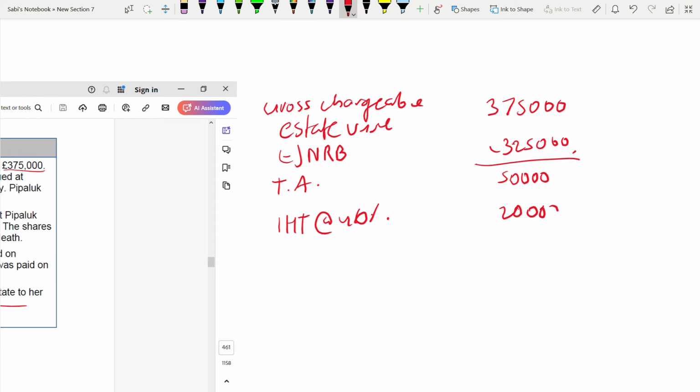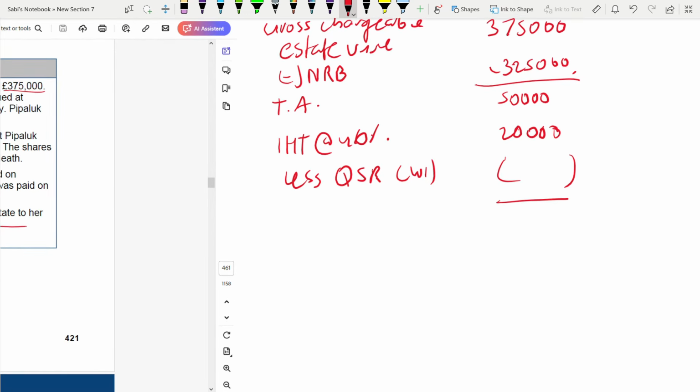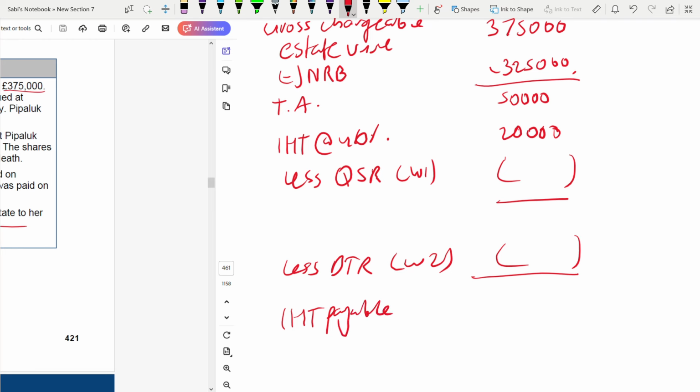Next, less QSR. Remember first QSR, there's a working required for it. So we leave some space because 2 deaths occurred within 5 years, so QSR will be there. After that, you have less DTR because you paid overseas tax. There is a working 2 for it, which I have to deduct. And then IHT payable on the estate, that means Pippa Luke's estate.